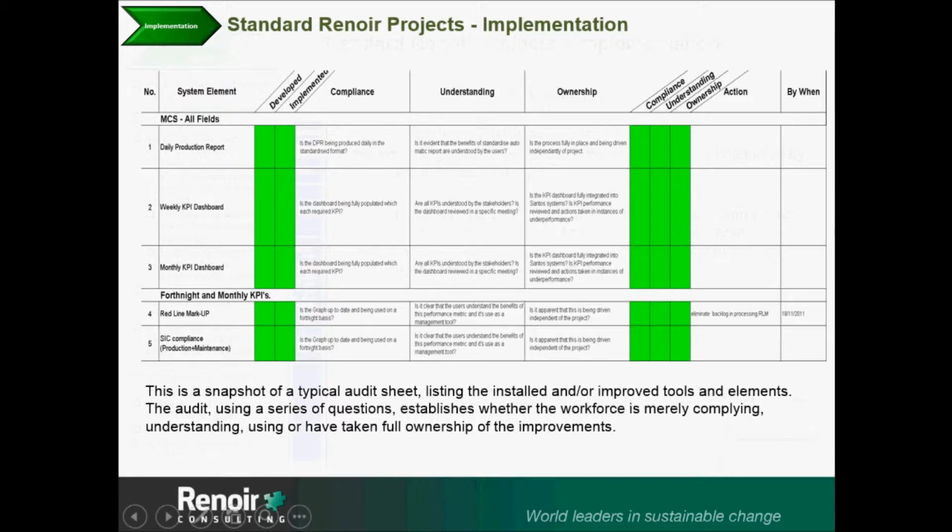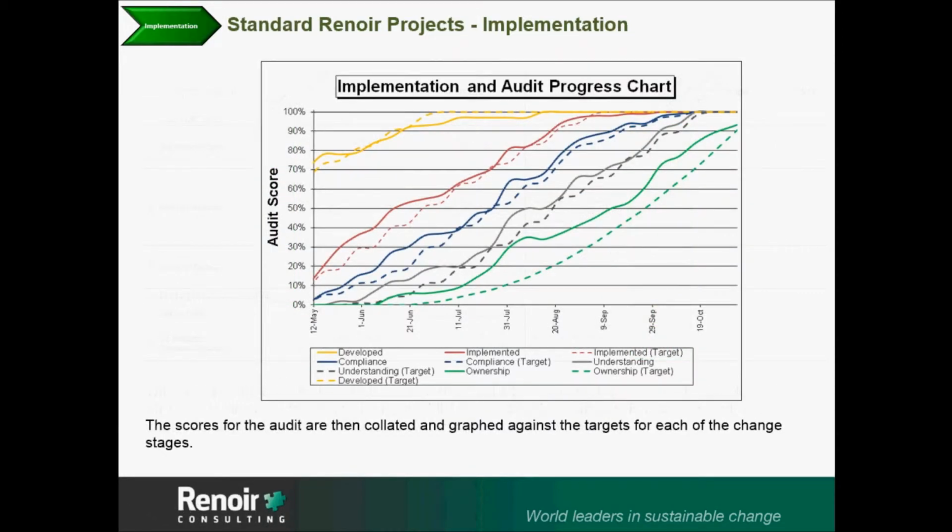This is a snapshot of a typical audit sheet, listing the installed and/or improved tools and elements. The audit, using a series of questions, establishes whether the workforce is merely complying, understanding, using, or have taken full ownership of the improvements. The scores for the audit are then collated and graphed against the targets for each of the change stages.